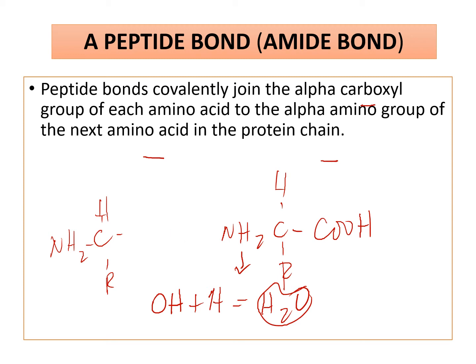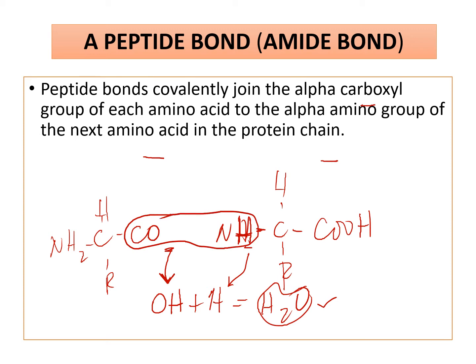So we remove the OH here and we remove the H here. So we remove the OH, we have the remaining C double bond O, and then the remaining NH here in the second amino acid. So the OH was released, the H here was released, and the released OH and H form again water. Now the remaining C double bond O and H will be your amide or peptide link or peptide bond.